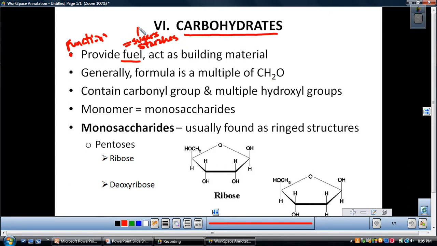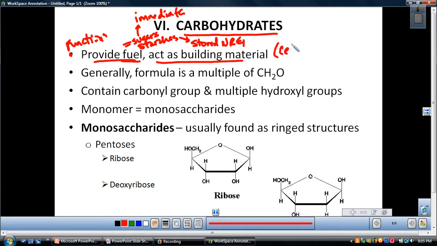The sugars, the first word, is going to be immediate energy. So if you eat a Sweet Tart or some Skittles or some type of sugary thing, the sugars are going to provide you with a quick energy source, whereas if you eat a starch, which is also a carbohydrate, that is going to be more stored energy. Sugars and starches are the two groups of carbohydrates, so that's one of the functions, to provide us with fuel. Another function is to act as a building material.